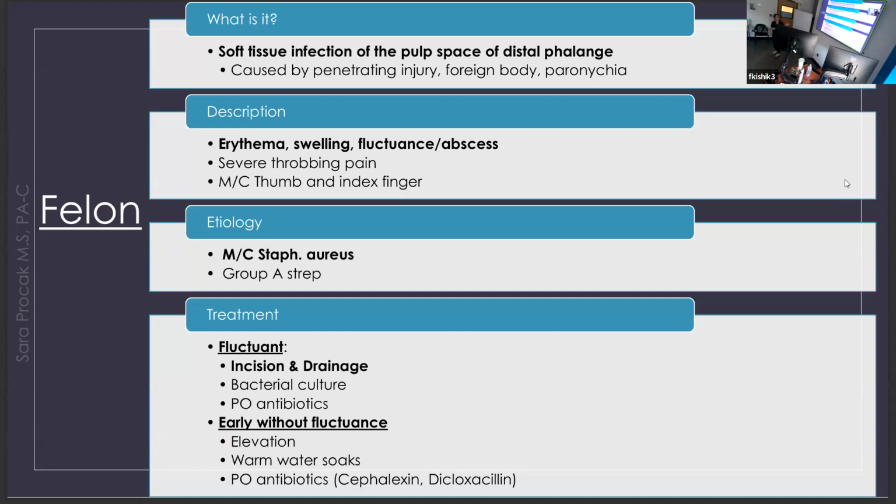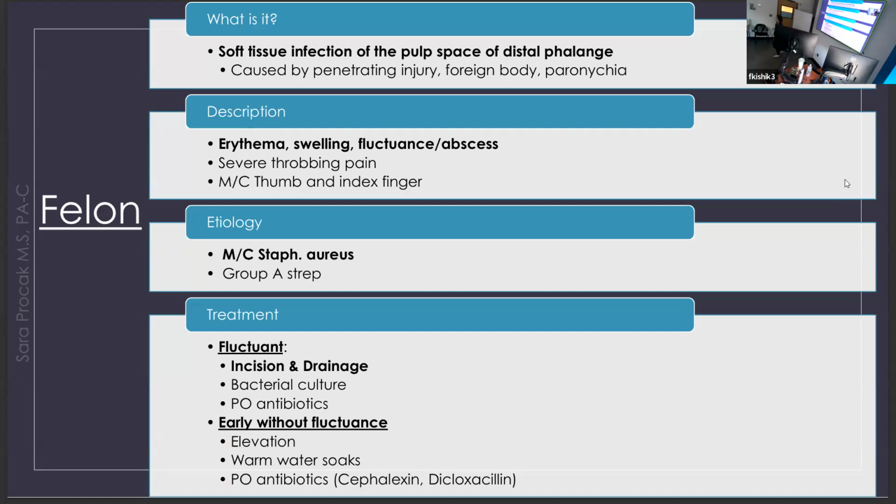Now, for most common areas affected, usually the index finger and the thumb, all right? Just because those areas are more susceptible to trauma, because we use them the most for like manipulating things around us, okay? Treatment. So if it is fluctuant, then it's going to be an I&D.